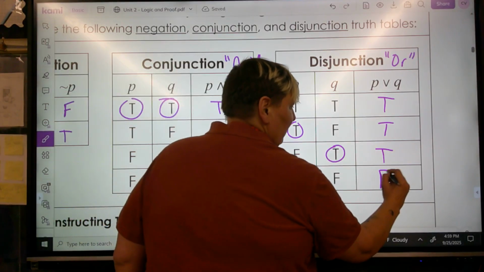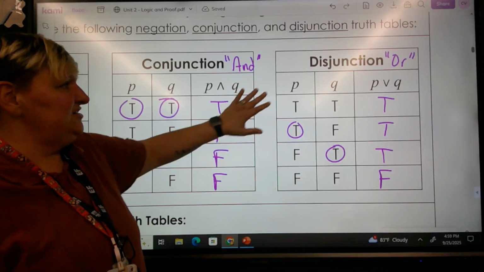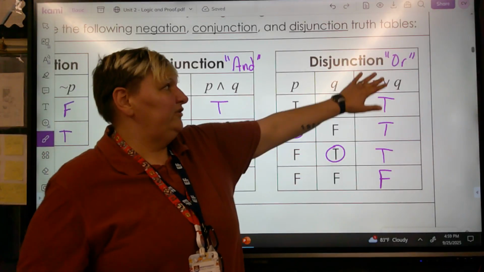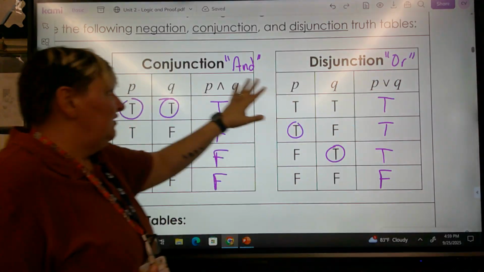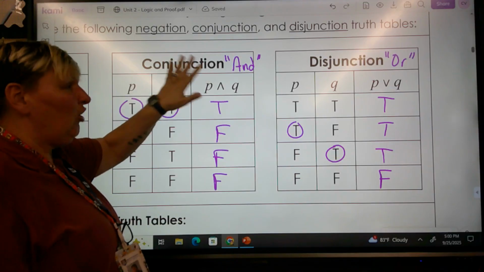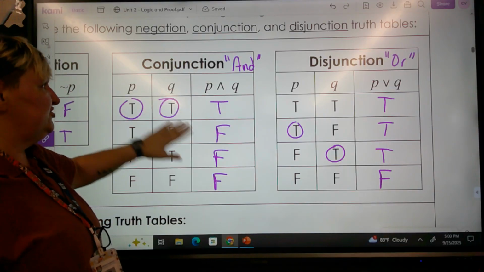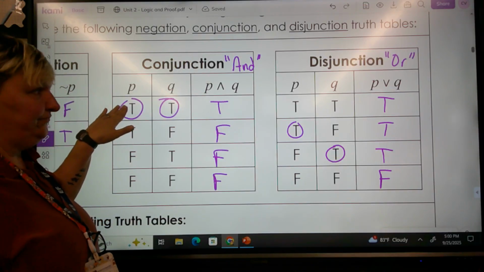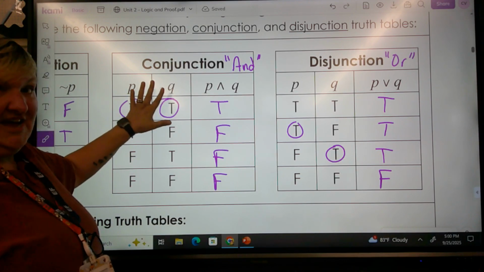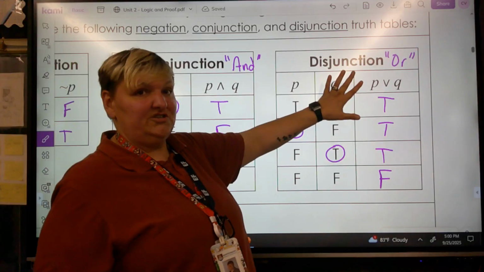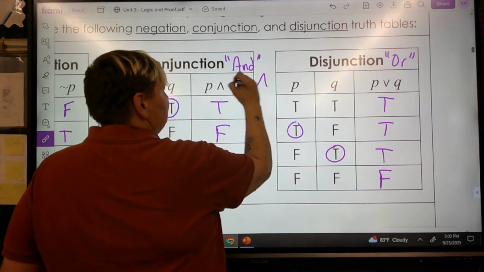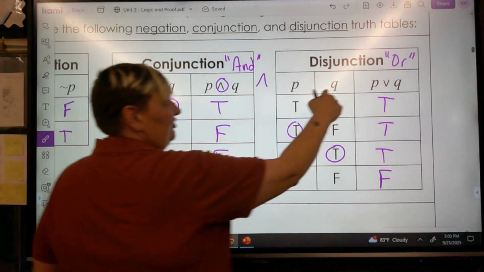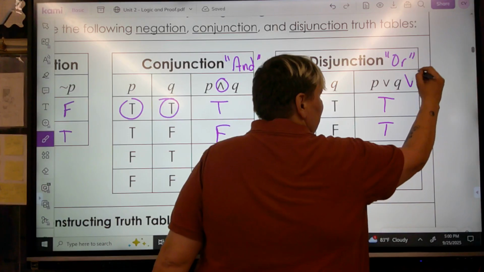Neither, then it's false. It's much easier to get a true when you're dealing with or, because you only need one or the other to be true. When you're dealing with and, it's much harder to get a true statement because you need both of them to be true. Conjunction is and, disjunction is or. And your and looks like this, right? And your or looks like the V, right?